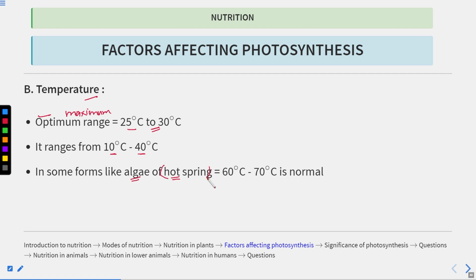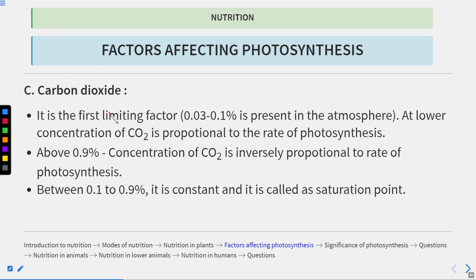There the temperature is very high. So they have certain adaptations, and their enzymes can tolerate high temperature. So their photosynthesis can also occur at 60 degrees Celsius to 70 degrees Celsius. So this is normal for them. Now let's talk about carbon dioxide.